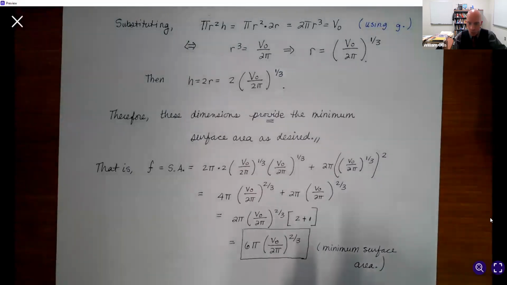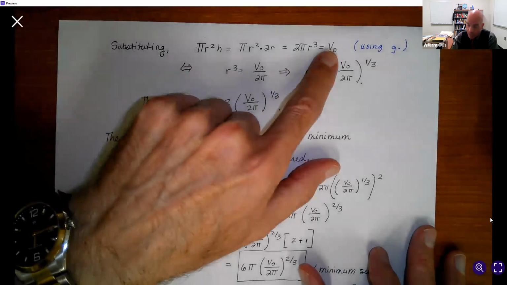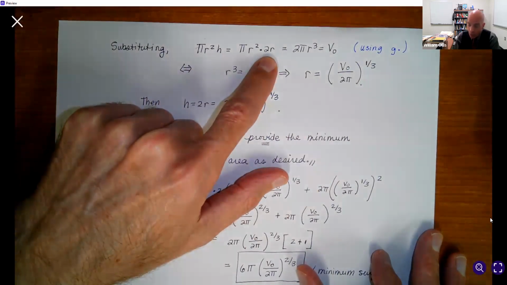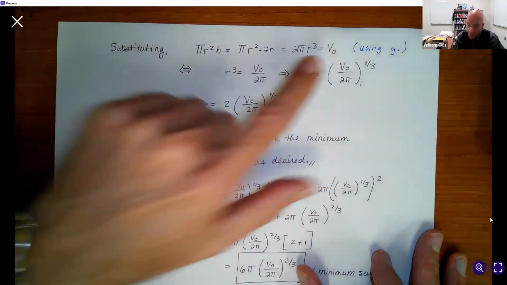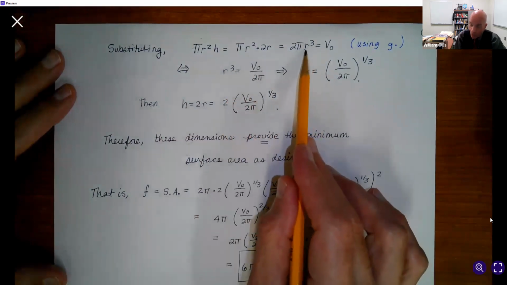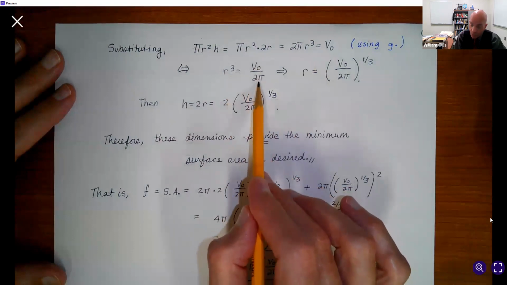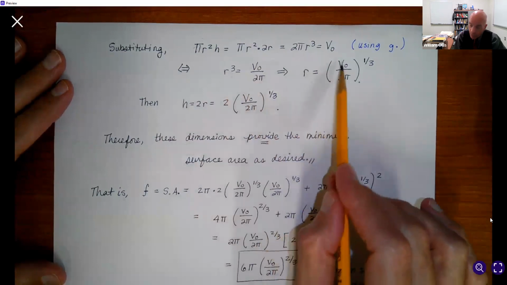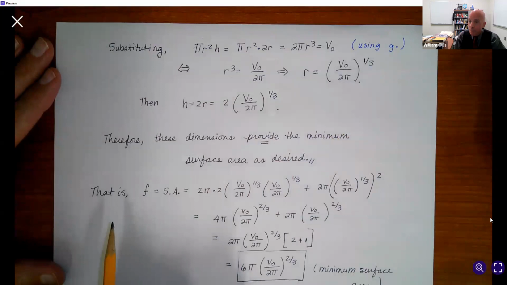So let's go to the constraint equation. We have the volume is equal to V sub 0, but we know what H is, it's just 2R. So now we have 2 pi R cubed is equal to V sub 0. And now we can isolate the cube term, the R cubed term. And of course, that will give us V sub 0 over 2 pi. And now take cube roots. R will be V sub 0 divided by 2 pi to the 1/3 power.